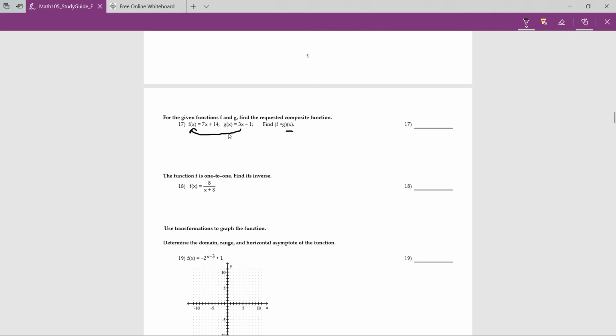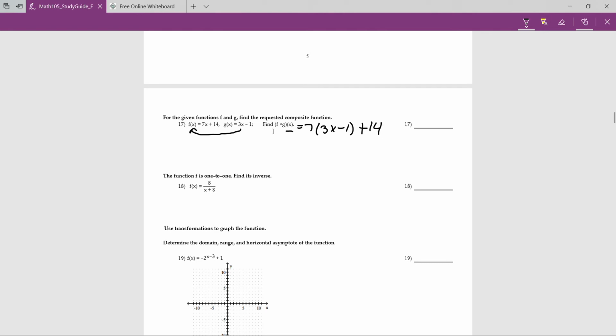So g of x is 3x minus 1. So you're going to put this in f of x. So this is going to equal, wherever you see an x in the f of x, you're going to plug in 3x minus 1. So it's going to be 7 parentheses, and then our x is going to be 3x minus 1, plus 14.